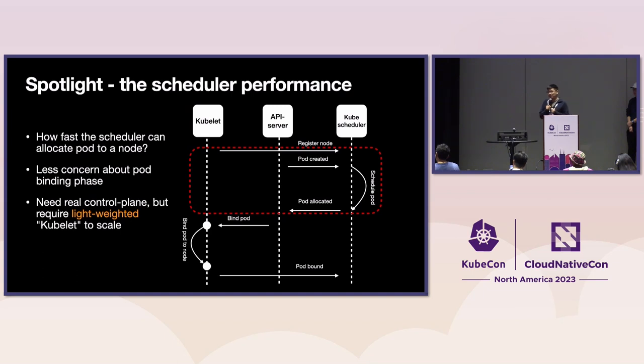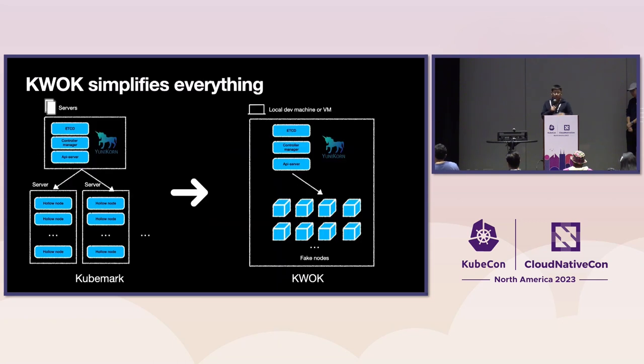But actually, it shouldn't be that hard, because in the scheduler performance, what we really care about is the steps in the right box, from the pod creation to the pod allocation. That is where the heavy lifting happens inside of the scheduler, basically doing the calculation about the scheduling. We don't concern that much about the binding phase. And what we really need is the real control plane, but a really lightweight Kubernetes to scale. That's why KWOK is changing everything for us.